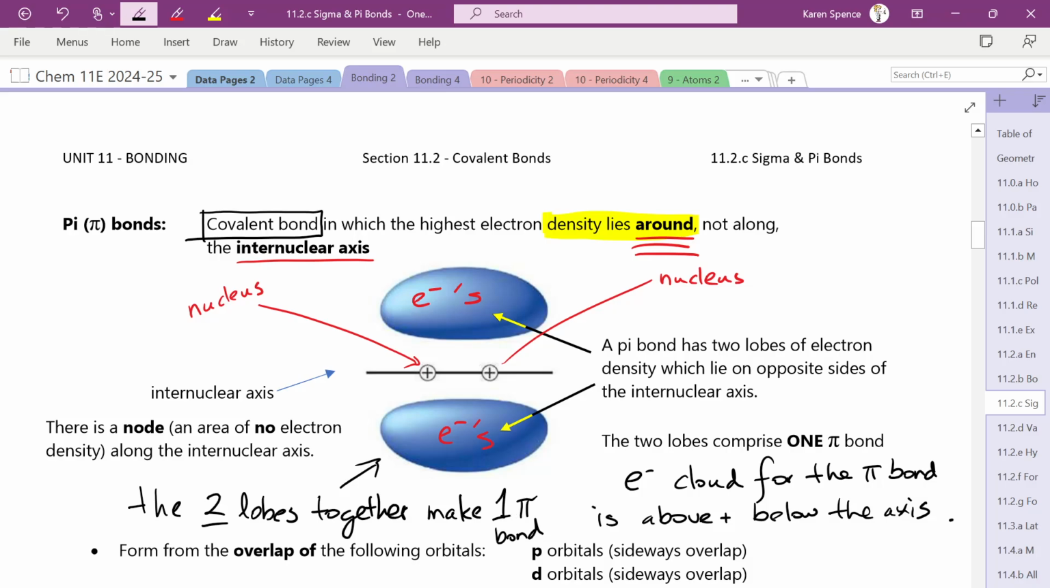So that's not a double bond on its own. That's just a pi bond. You always get sigma bonds first, and you only get pi bonds after you already have a sigma bond. Pi bonds come after you have a sigma bond.